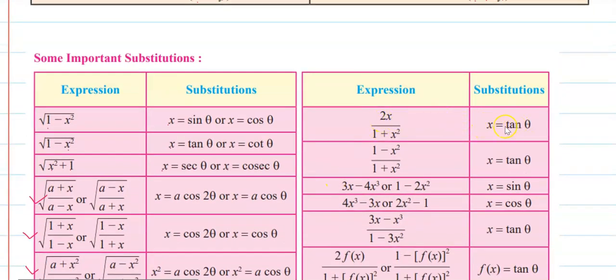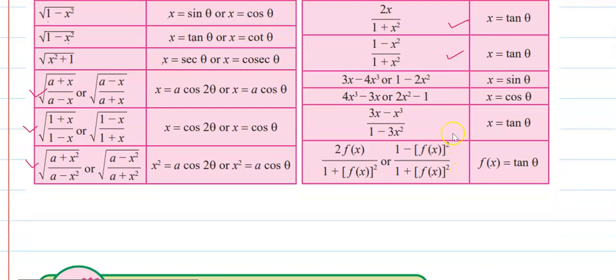If x is equal to tan theta, then 2x upon 1 plus x square, and 1 minus x square upon 1 plus x square. For both you have this option, x is equal to tan theta. Okay, 3x minus 4x cube or 1 minus 2x square, x is equal to sin theta. Again 4x cube minus 3x, x is equal to cos theta, or 2x square minus 1, again x is equal to cos theta. The cubic formula is 3x minus x cube upon 1 minus 3x square, x is equal to tan theta, or the function is tan of f of x is equal to tan x.